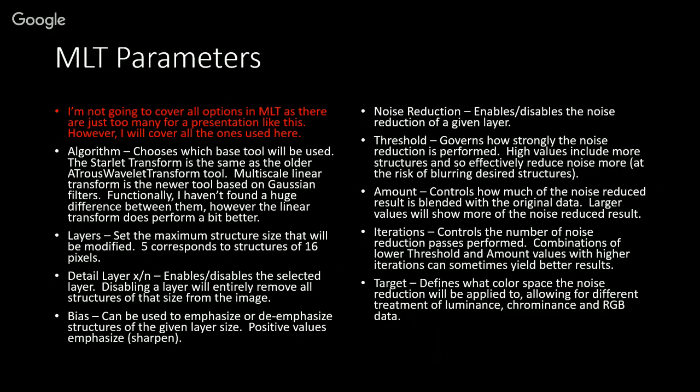The amount, similar to other tools, is essentially a blending of the original data with the noise reduced result. And iterations, similar to ACDNR, just controls the number of passes performed. Also similar to that, you can use more iterations and drop the threshold and amount values, and sometimes get better results that way. The target allows you to define what color space the noise reduction will be applied to. So, for example, you can apply it only to luminance, only to chrominance. It can be applied to independent red, green, and blue channels, that sort of thing.